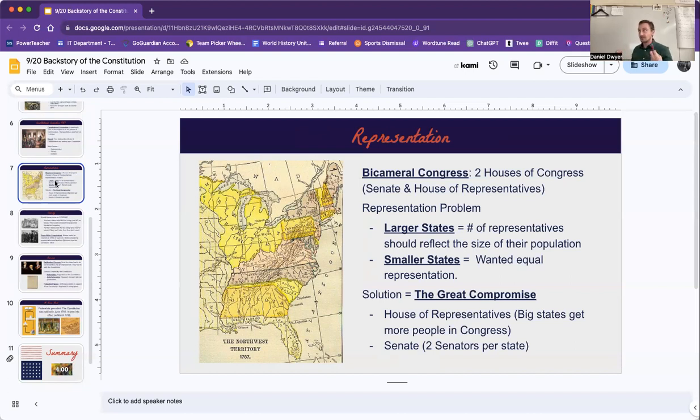So they have the Great Compromise, where the House of Representatives is based on your population. You get a certain number of representatives for however big your population is. That's why California currently has the most seats in the House of Representatives, and smaller states like Wyoming only have one. But the compromise for smaller states is that there's also the Senate, where no matter how many people live in your state, you get two senators per state.